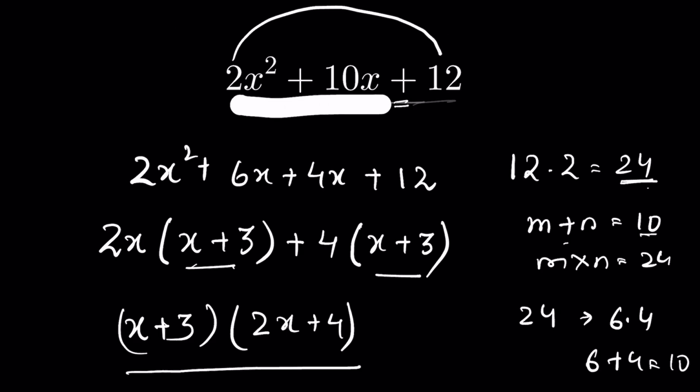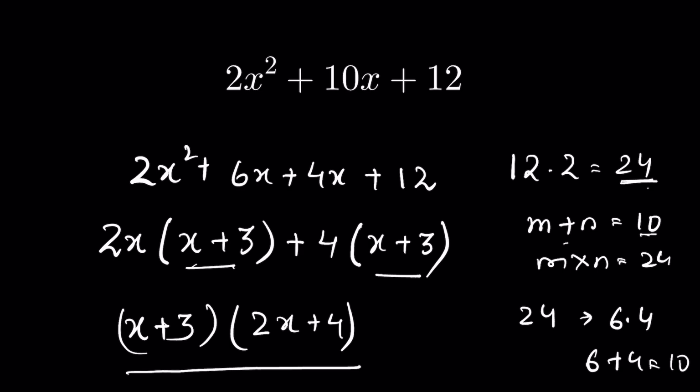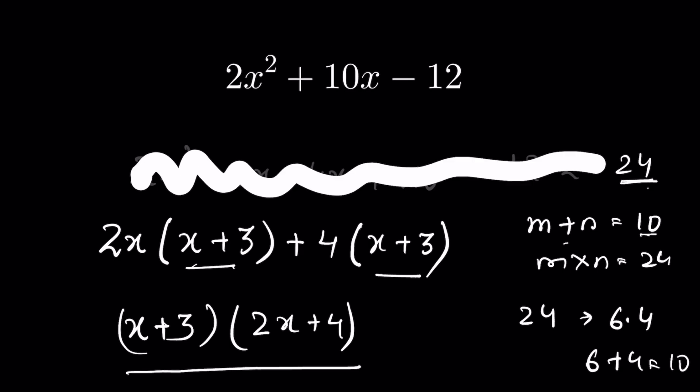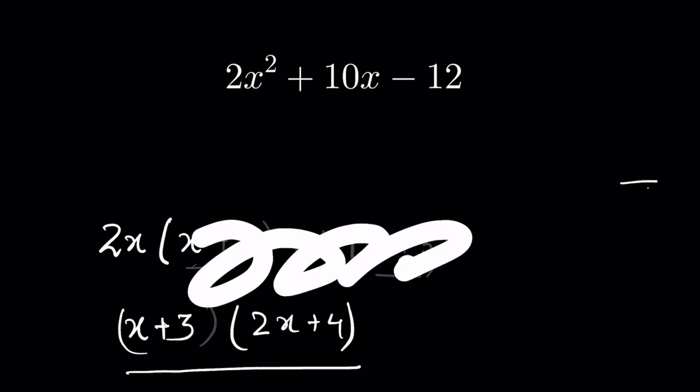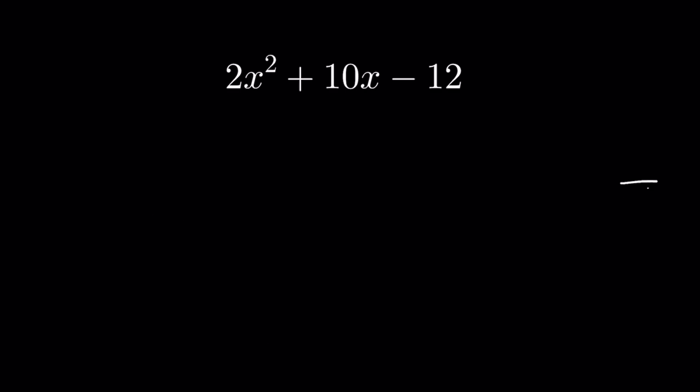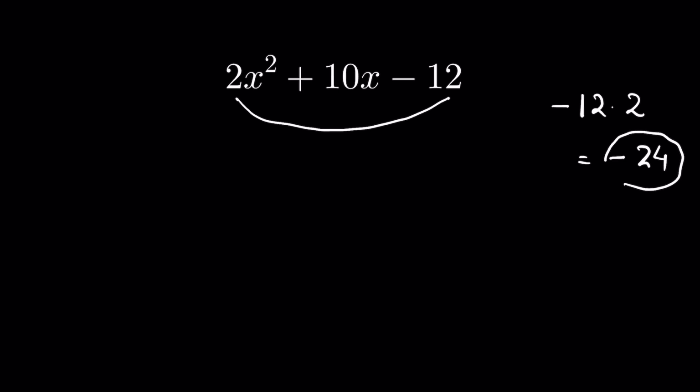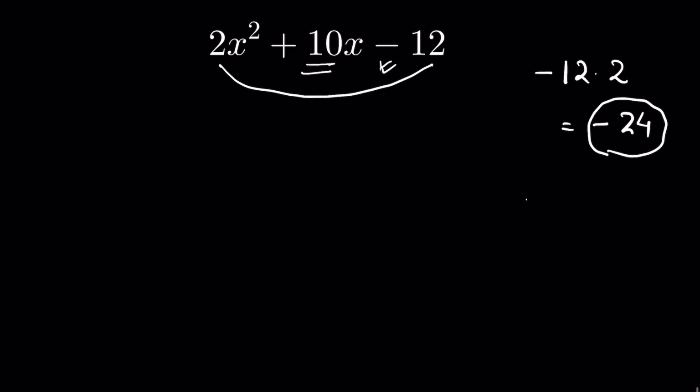Now what if in this polynomial instead of plus we have minus? What will be the two factors here? Then the entire factors will change. How? Now here 12 is minus 12. So minus 12 times 2 is equal to minus 24. Now you have to write minus 24 in such terms that when we subtract these two terms, it is equal to 10x.